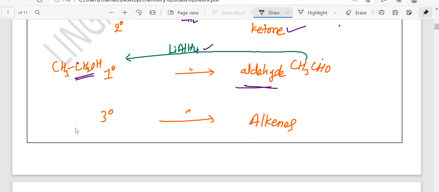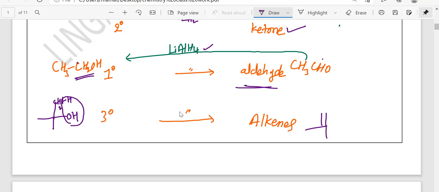Next, tertiary alcohols. Tertiary alcohol means like this. Here, this is the tertiary alcohol. Okay, here there is no hydrogen, right? That's why it will remove water. Instead of hydrogen, it will remove water from the adjacent carbon. So you will get alkene.